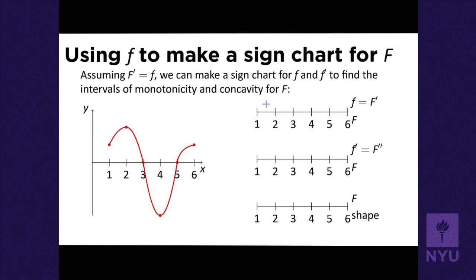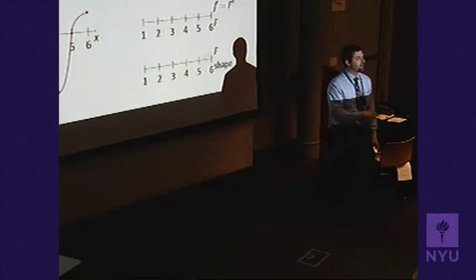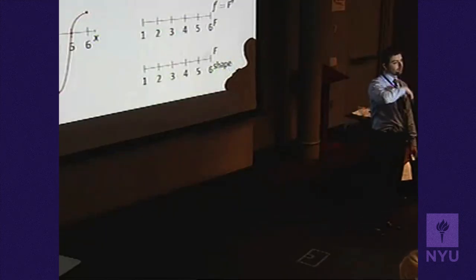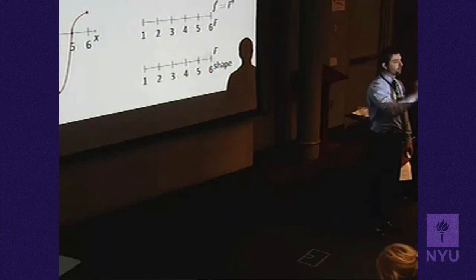So if you look at the function little f on the interval 1 to 2, you see that it's a positive function, right? Is that not positive? Yes, it's above the x-axis. It's also positive on 2 to 3. And on 3 to 4, it's negative. On 4 to 5, it's negative. And on 5 to 6, it is positive.